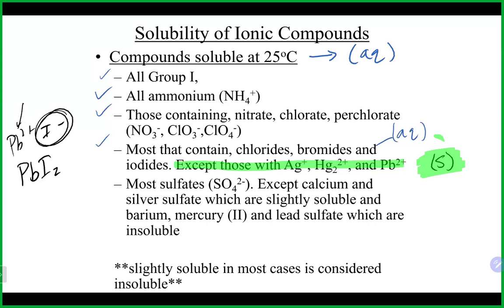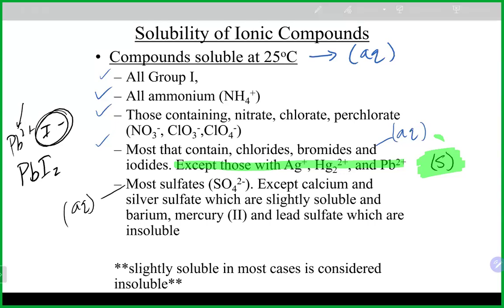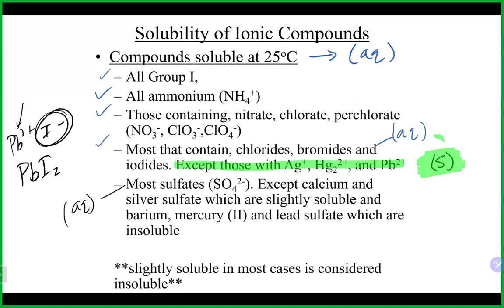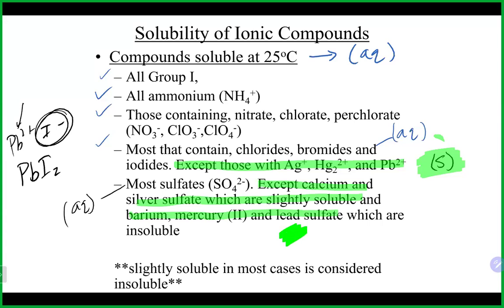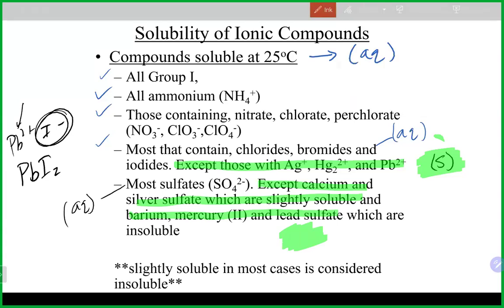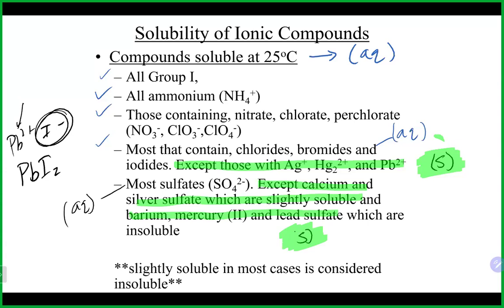Now, most sulfates are soluble, which means we would expect it to be aqueous. There are some exceptions. Calcium and silver sulfate are slightly soluble, and barium, mercury 2, and lead sulfate are insoluble. So again, if you have any of those as the exception, the opposite happens, and we would expect them to end up with a solid versus aqueous.